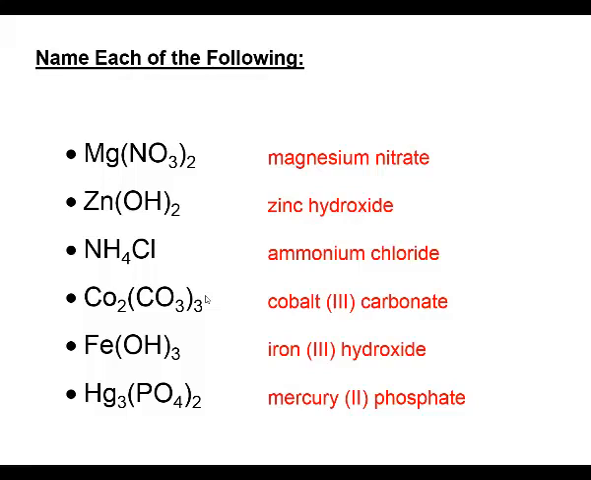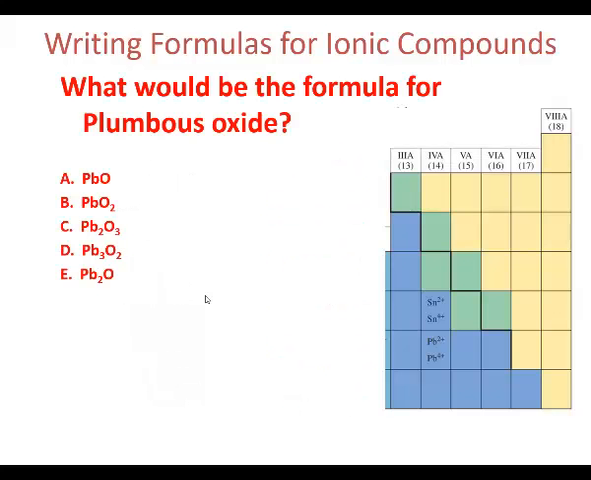Let's try writing some formulas for ionic compounds from their names. So we're going to start with the names and try to go back to the formulas. Okay, so this next question I have for you, I'm asking you what the formula is for plumbous oxide. Plumbous oxide. So if we look at the formula here, we have to think, what are the common charge states for lead? I've given you a reference here on the periodic table. It can be +2 or +4.